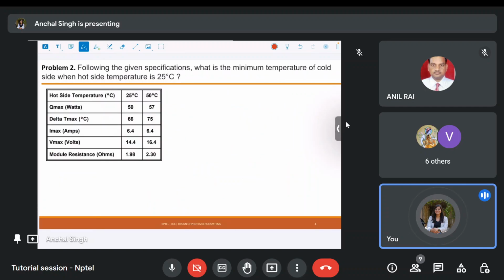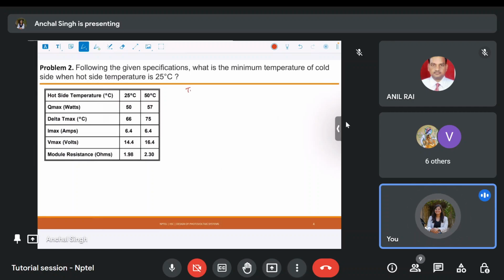Now, let us move on to the next problem. Following the given specifications, what is the minimum temperature of cold side when hot side temperature is 25 degrees Celsius? Since they have clearly given hot side temperatures, we just look at this column. Now they have asked minimum temperature for the cold side. Now we know that delta T maximum for hot side 25 degrees Celsius is given as 66 degrees Celsius, right?